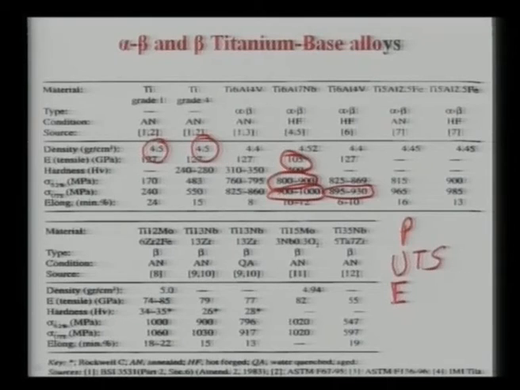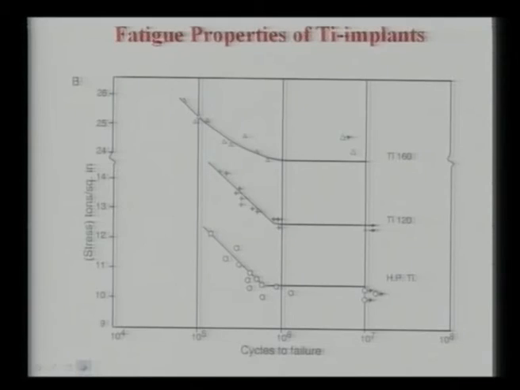And the upper bound of the elastic modulus of cortical bone is around 80 gigapascal. So, titanium elastic modulus is close to that of the cortical bone, and therefore, from mechanical point of view also titanium is highly preferred because it closely matches with the upper bound elastic modulus of the cortical bone. Now, this is the kind of fatigue properties of the titanium implants.